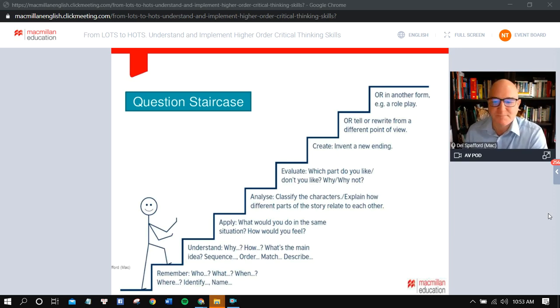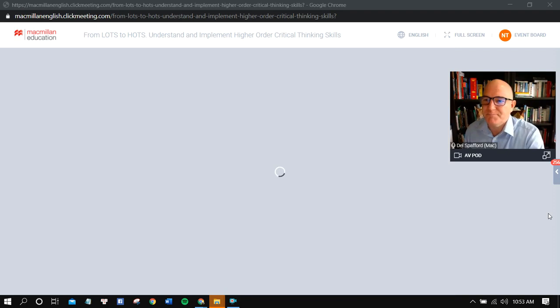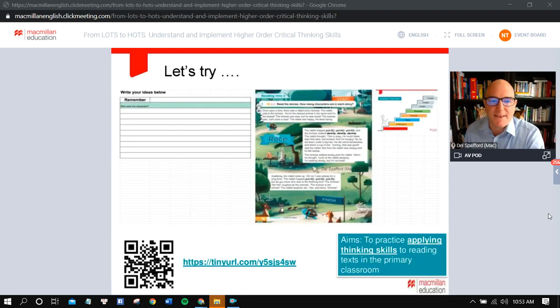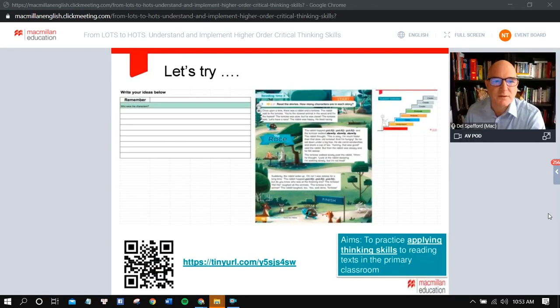So let's try. Let's have a look and see if we can do this ourselves. So I've set up a Google Sheet that we're all going to have a look at in a moment. And I'll put the link in the chat box in a moment. But here we have in fact, let me go to the Google Sheet right now. One moment while I share my screen.